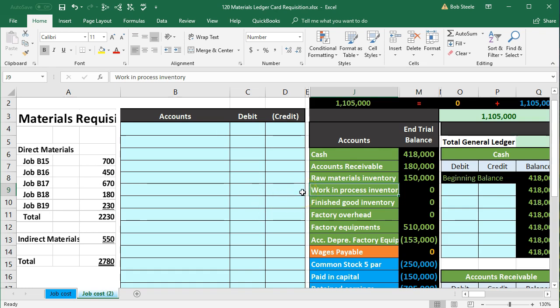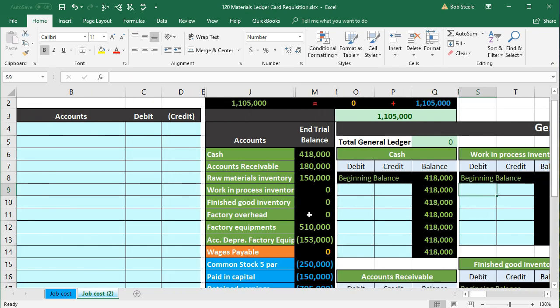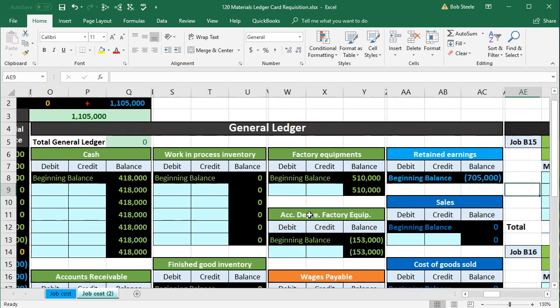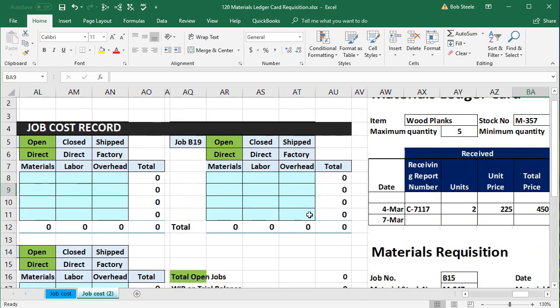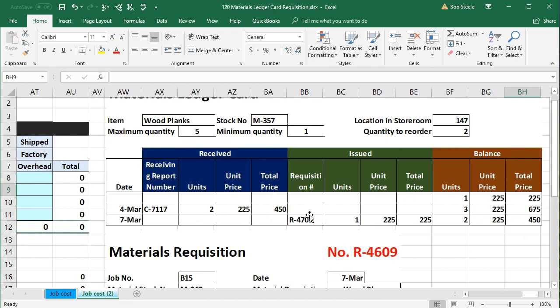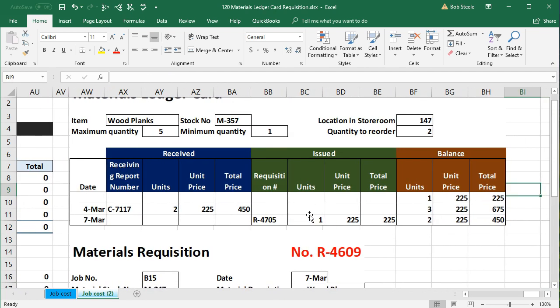Now, if we cannot apply it to a particular job within a job cost system, then we're going to apply it out to overhead. So first, let's just take a quick look at an example of a form that might be used to do this. And remember, if it's a large company, we're going to have to do this with documentation to have a requisition form in order to transfer the inventory.